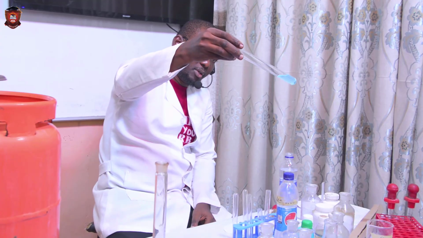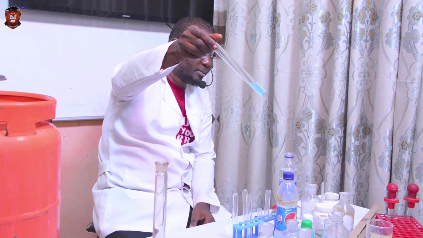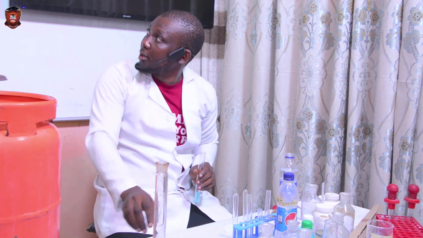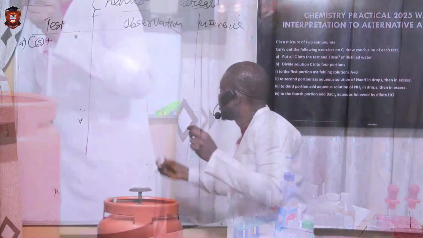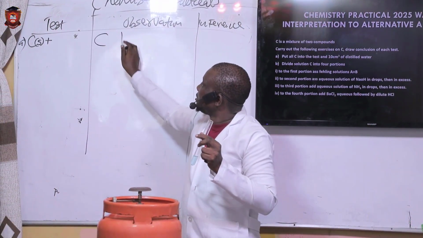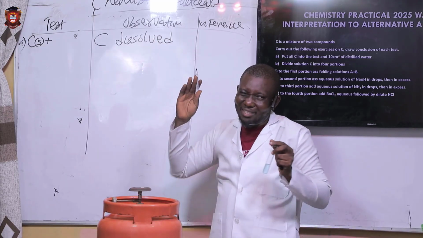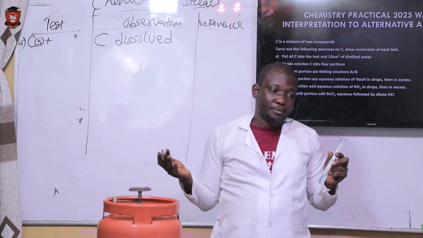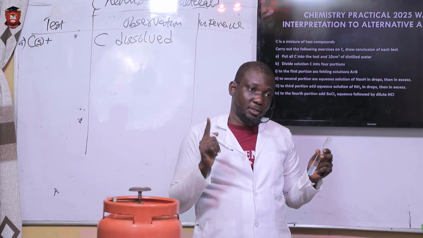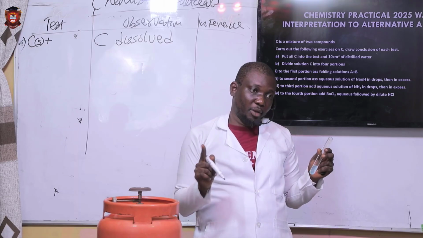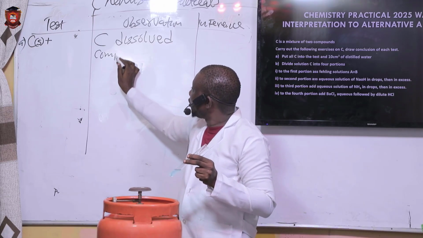So what is the nature of the dissolution? Can you say that this salt is soluble or insoluble? So what am I going to write as my observation? Now, what happened to C? C does what? Dissolved. There are two types of dissolution. Is it dissolved partially or completely? Dissolved completely.